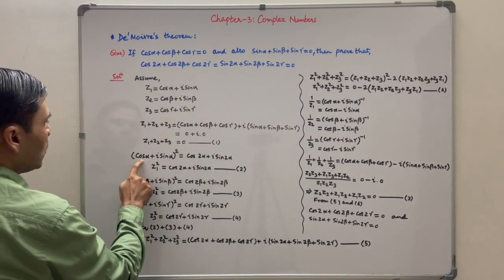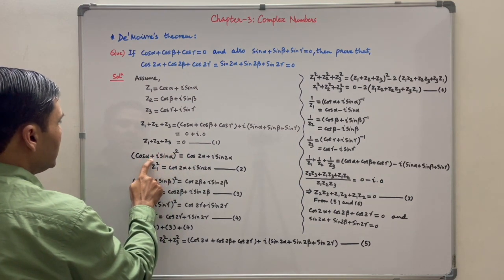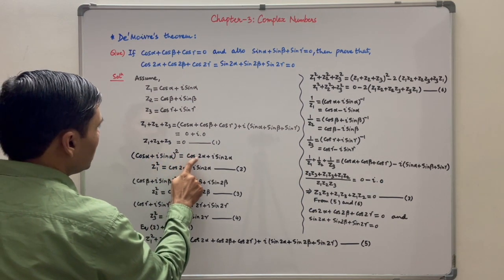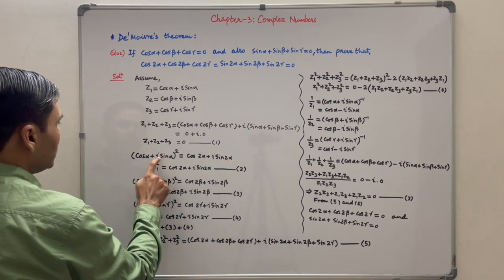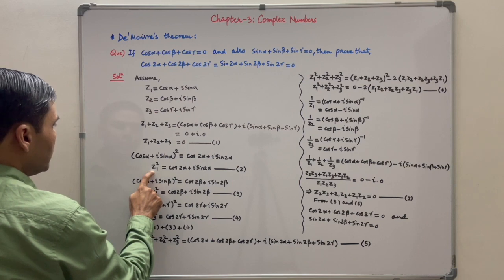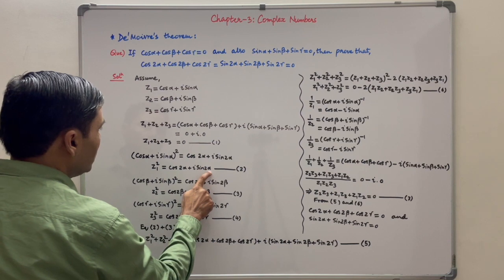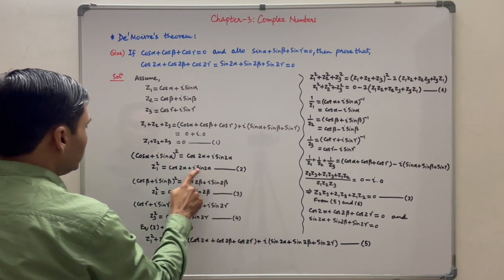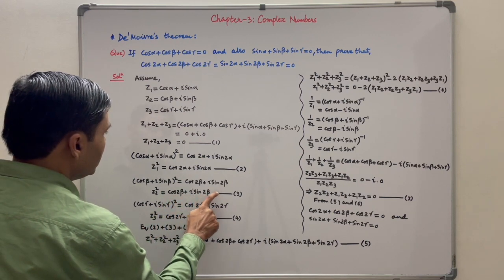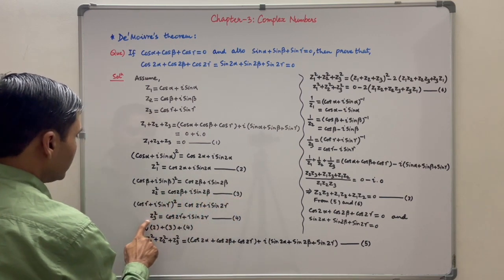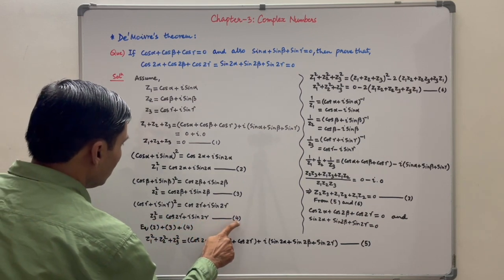So we will write (cos alpha plus i sin alpha) to power 2. As per De Moivre's theorem, it is equal to cos 2 alpha plus i sin 2 alpha. Cos alpha plus i sin alpha is equal to Z1. So the equation is Z1 square is equal to cos 2 alpha plus i sin 2 alpha. This is equation number 2. Similarly, Z2 square is equal to cos 2 beta plus i sin 2 beta. This is equation number 3. And Z3 square is equal to cos 2 gamma plus i sin 2 gamma. This is equation number 4.